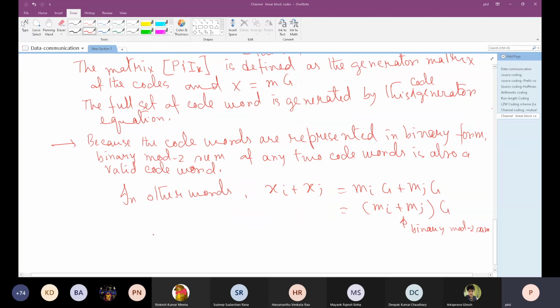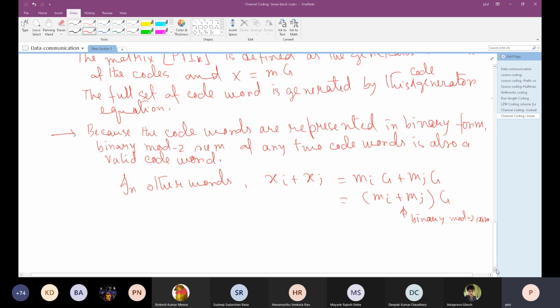Now, once we have this generator, the other side is how to check that these code words are from the valid code word set corresponding to a generator polynomial. We will generate a set of code words. So to do that, some parity checker matrix H is defined.